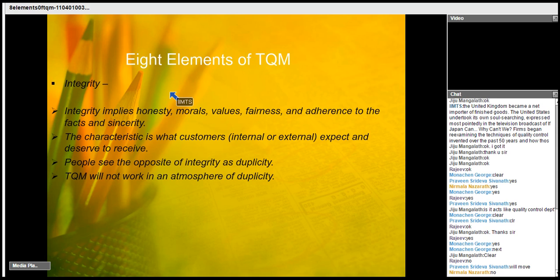Then integrity means your honesty, your moral values, your fairness, your adherence to the facts and sincerity. These characteristics are what customers expect and deserve to receive. People see the opposite of integrity as duplicity. Total quality management will not work in an atmosphere of duplicity.